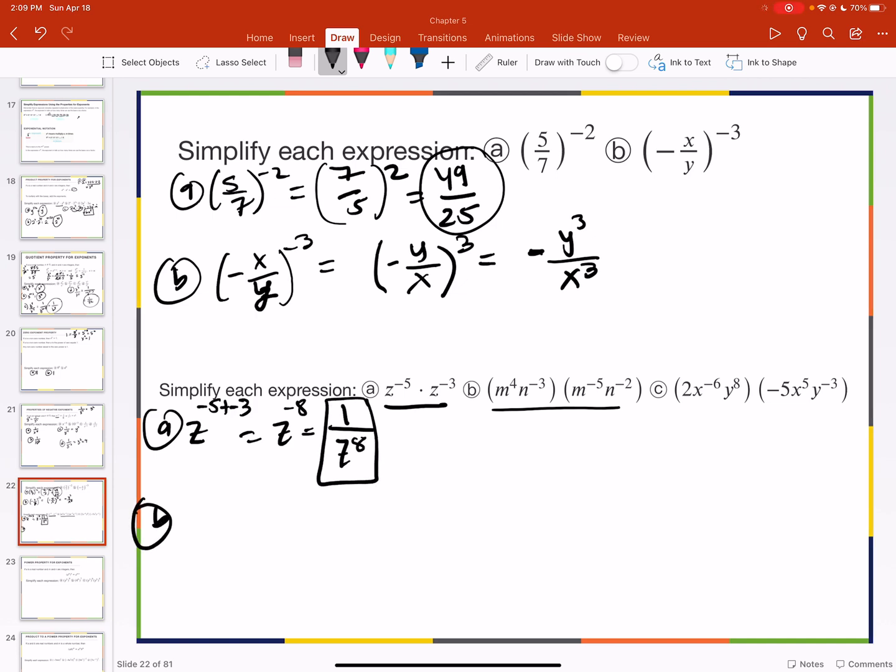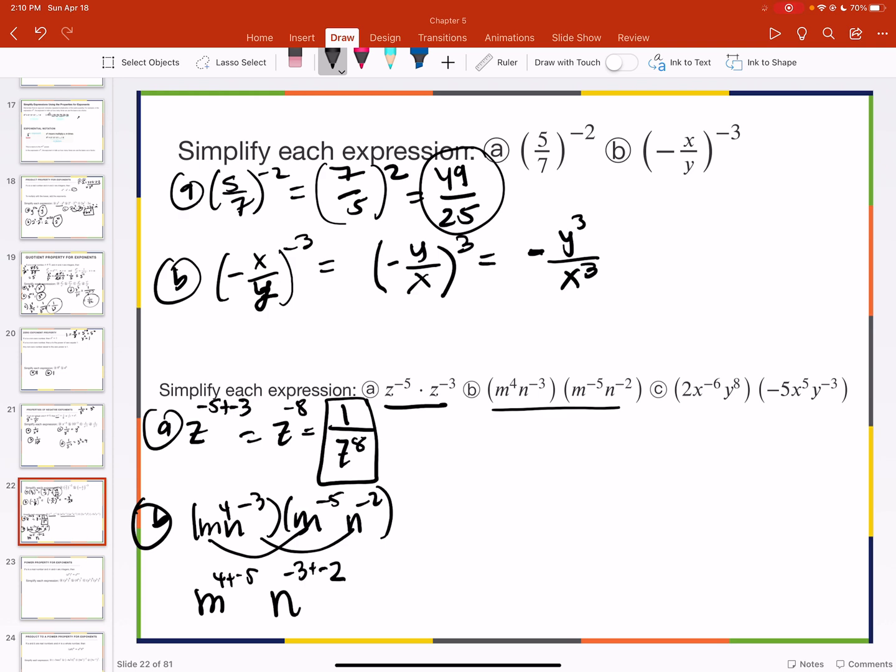B, we have m to the power 4, n to the negative 3 times m to the negative 5, n to the negative 2. So we can combine them. We can use a commutative property. So that would be m to the 4 plus a negative 5, and n to the negative 3 plus a negative 2. That's the same as negative 3 minus 2. And so then that's going to be m to the negative 1 power, n to the negative 5 power. So then that's just going to be 1 over m n to the 5th power.